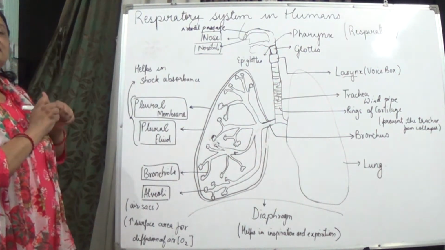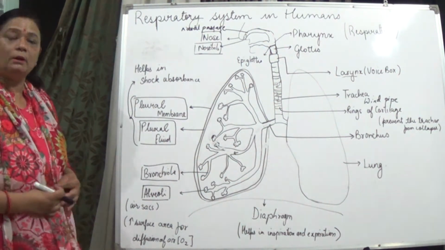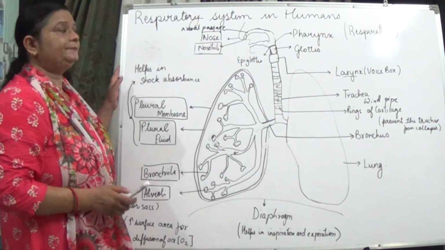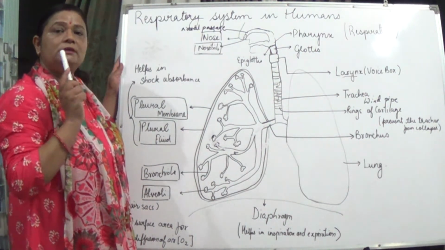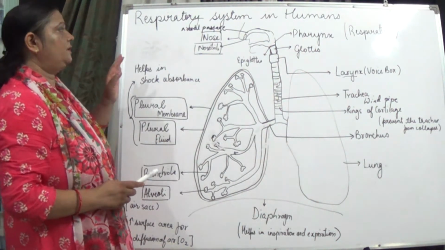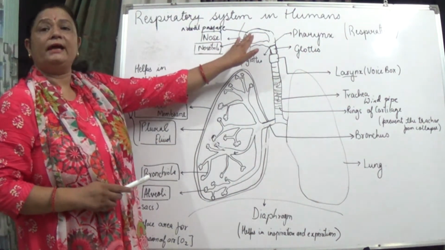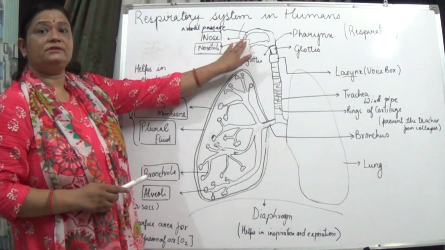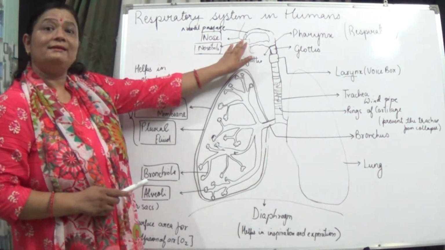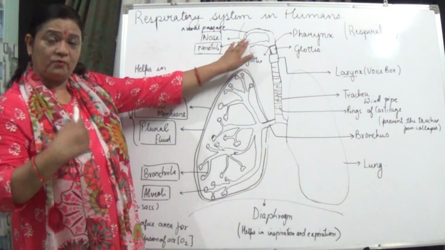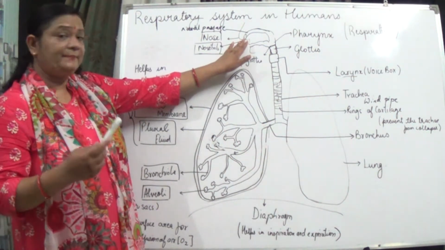So let us see the process, what is going on. First, the nose, which has got two nostrils. The air enters from the nostrils. When does the air enter? When does this breathing, or taking in of the air, happen?